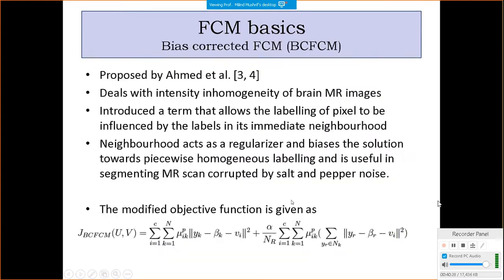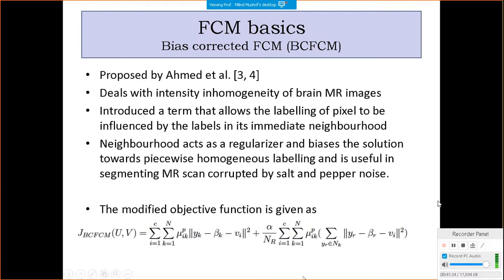There are many variants of this HCM algorithm available. There are literally 15-20 variants which have been tried on MR images. One such variant is bias corrected HCM, which was proposed by Ahmed and others. This algorithm deals with intensity inhomogeneity. Basically what it does is that while classifying the data sample xk, it also takes into account the intensities of the pixels in its neighborhood. So immediate neighborhood pixels are also considered, and therefore the problem of intensity inhomogeneity is slightly reduced.